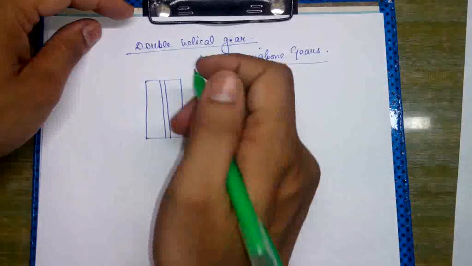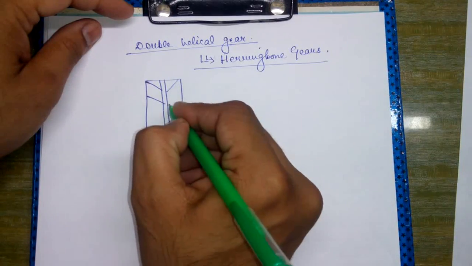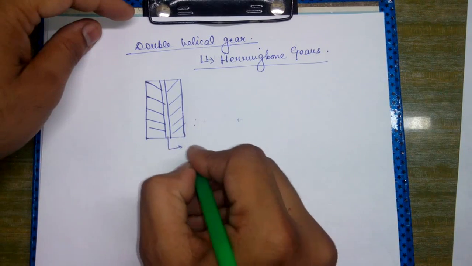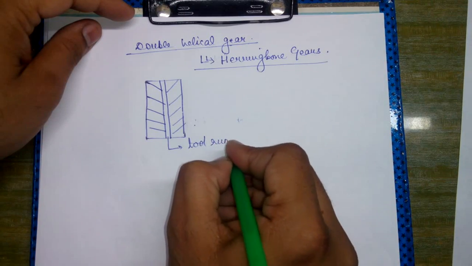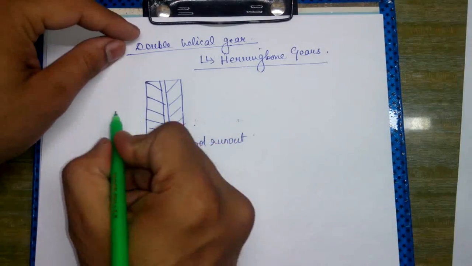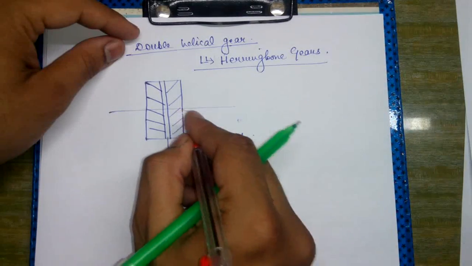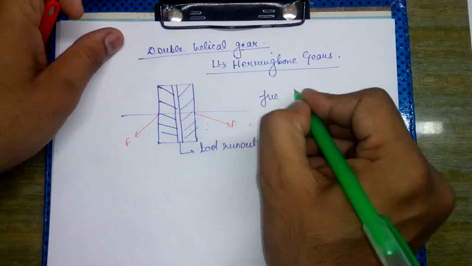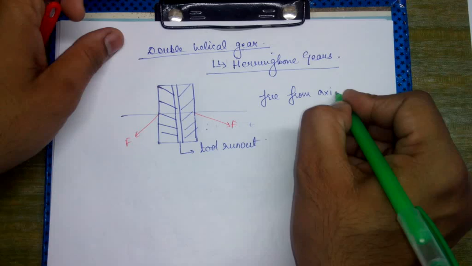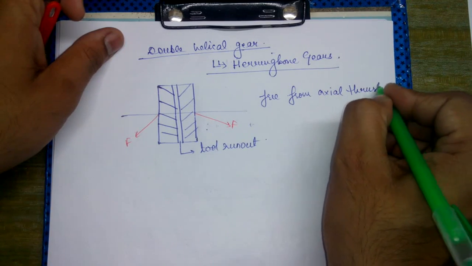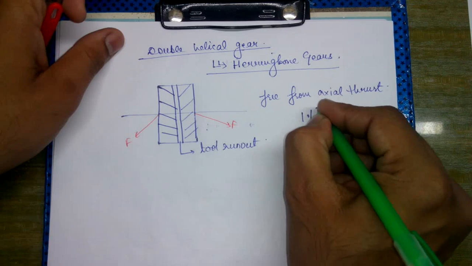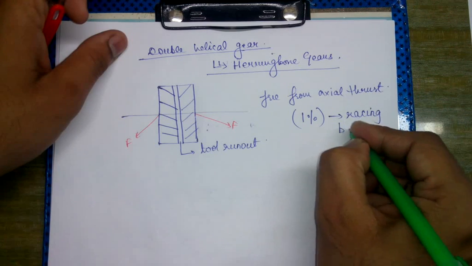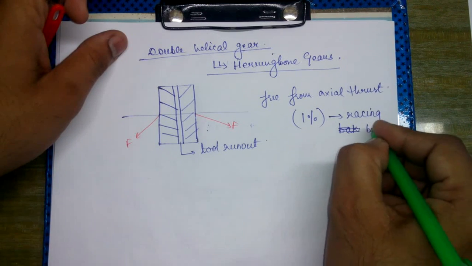This is actually some space is being left out. And this space is actually called as the tool run out space, such that this was F, this was also F. They were free from axial thrust, but they were only 1% in use, and that too they were used in the racing bikes.